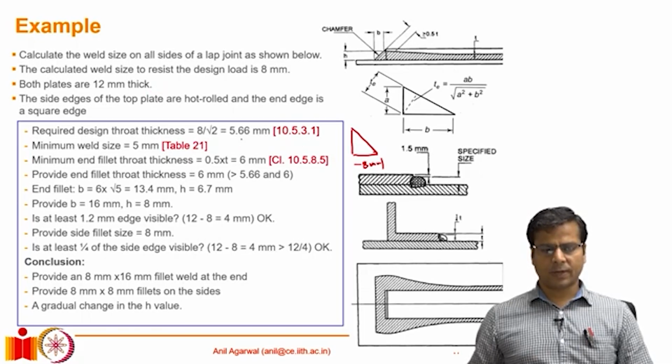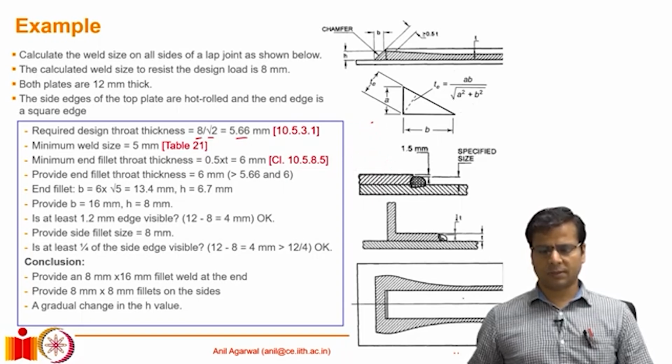Now let's try to calculate some of the basic requirements from the information given. If the weld size is 8 millimeter, for an equal sided fillet, what would be the throat thickness? The throat thickness can be calculated as 8 divided by square root 2, which comes out to be 5.66 millimeters. So wherever we provide a weld, in order for it to resist the required load, we need to have a throat of at least 5.66 millimeters everywhere.